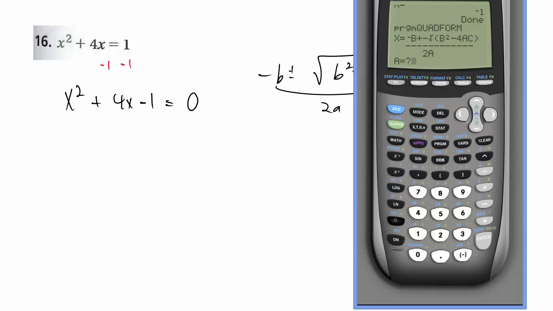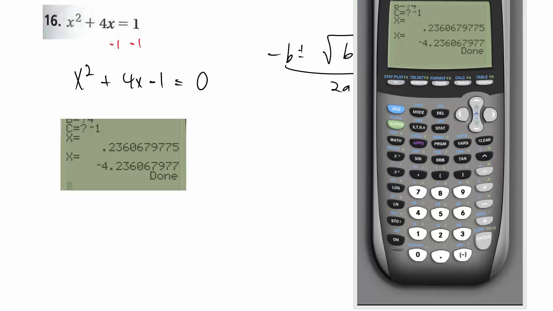The A is the 1, so the number 1. The B is the +4. And the C is, careful, the C is -1 because you got to move that 1 to the other side. So these are your solutions using the quadratic formula. But there's effectively no way to factor this by hand. You have to lean on the quadratic formula when it just can't be factored. Okay.